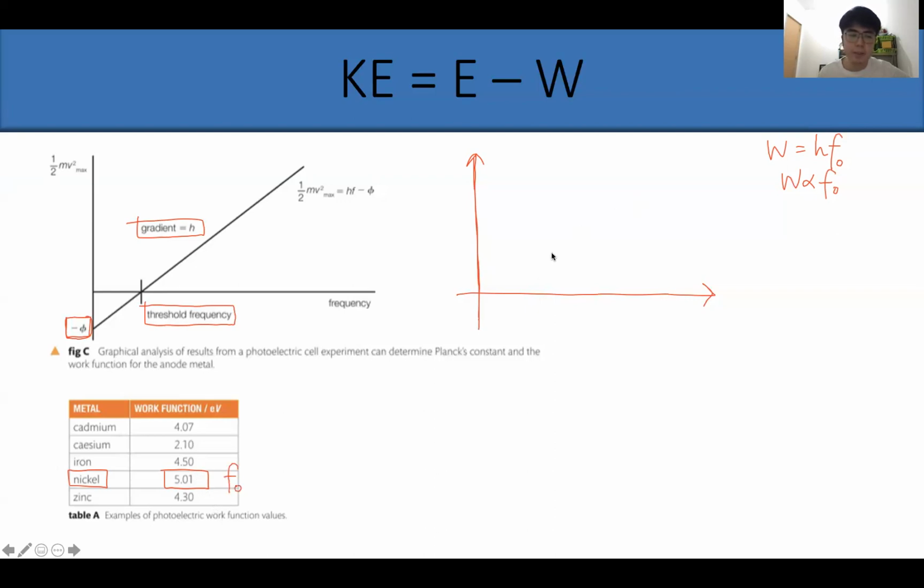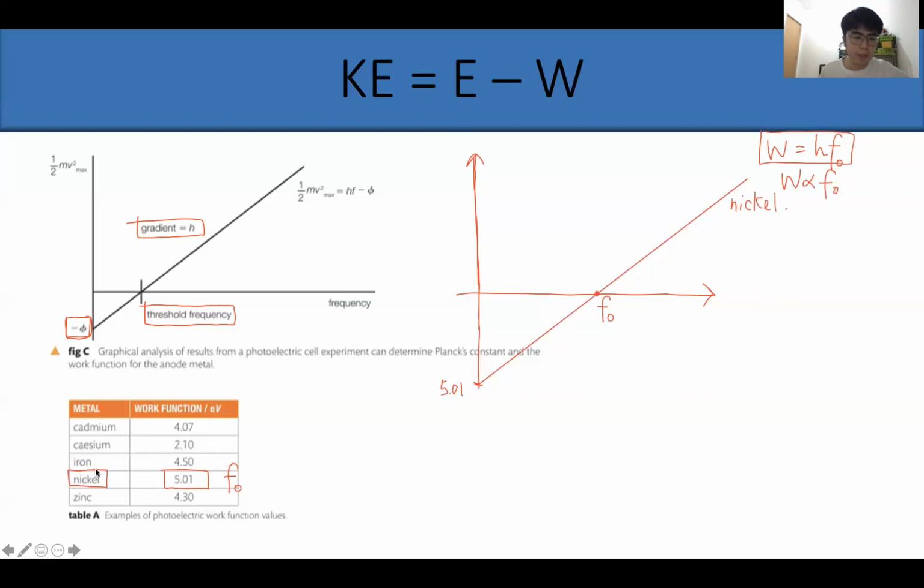So when you plot nickel in the graph, somewhere here, 5.01, like this. What is this? This is the threshold frequency of nickel. Can you calculate it? Yes, you use this equation. Once you know the work function, you can calculate the threshold frequency. So this is nickel.